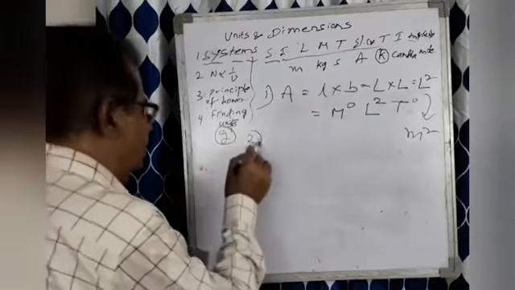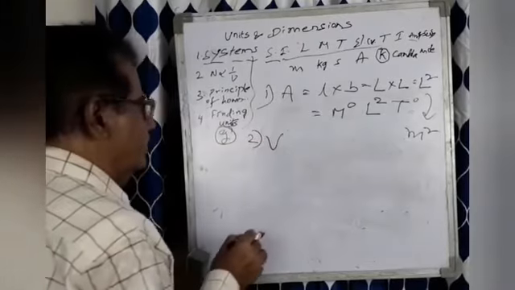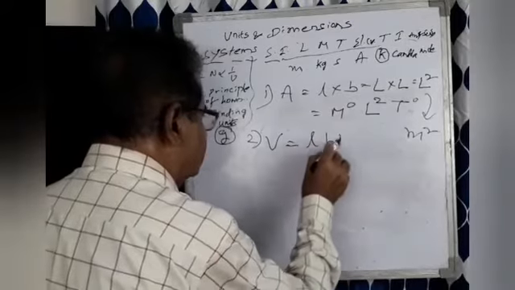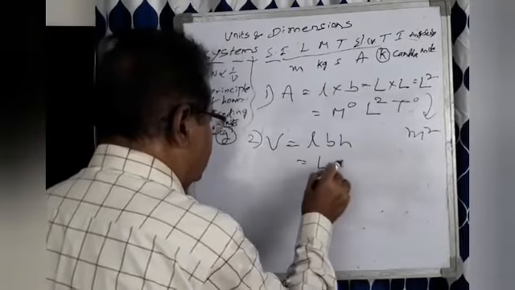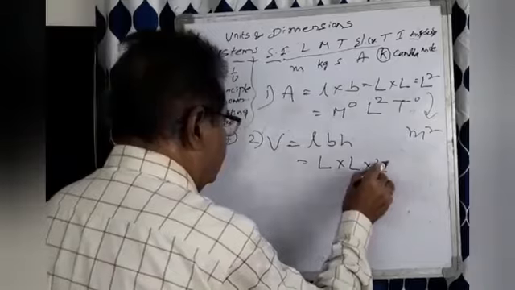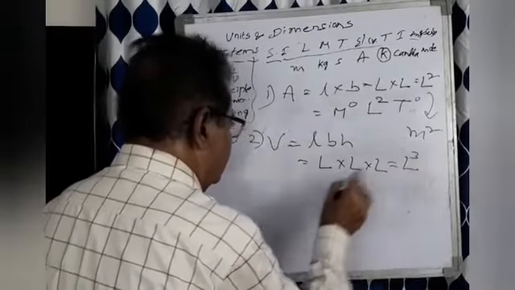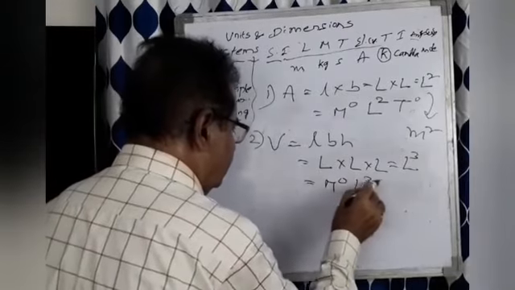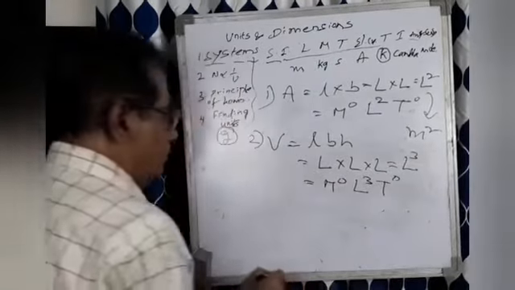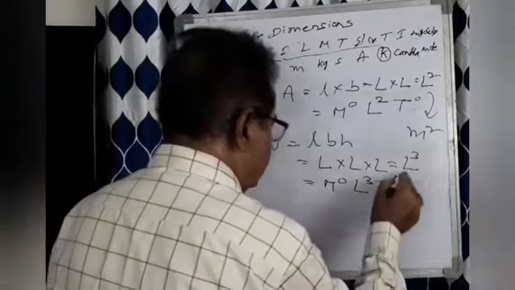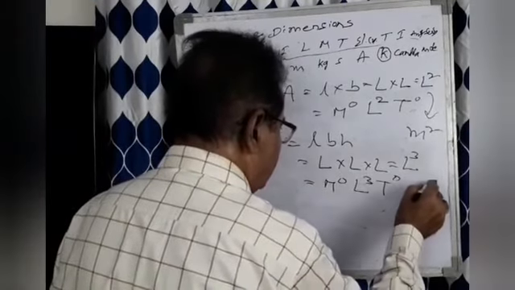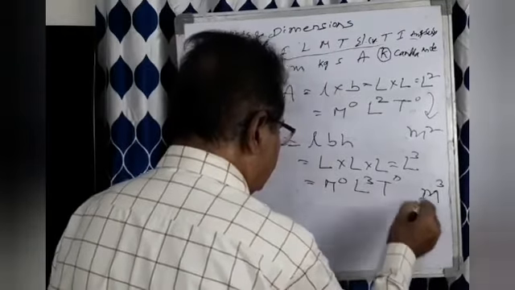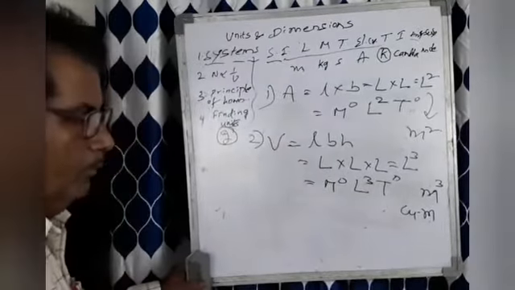Similarly, you want the dimensions of volume. Volume is, for a rectangular cube, L into B into H, which means L into L into L is equal to L cube. If you want to write the remaining also, M power 0, L cube, T power 0. So here the unit is L cube. L cube means meter cube, or cubic meter. Cubic meter is the unit of volume.